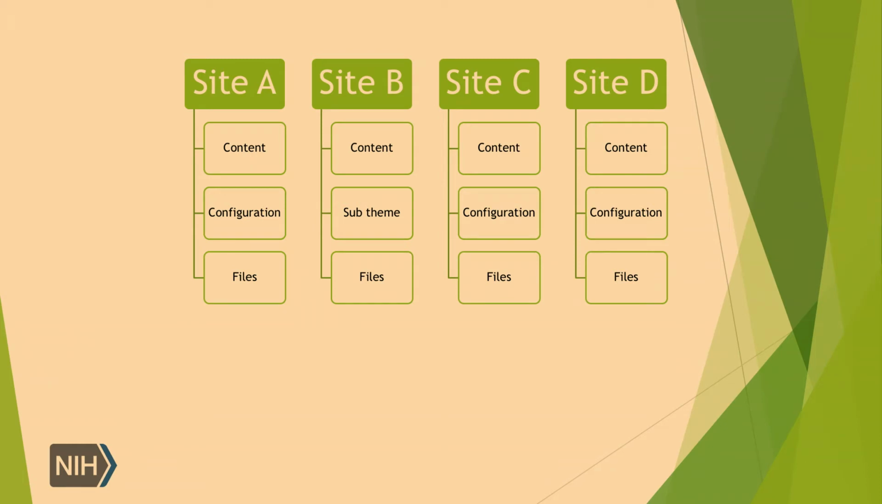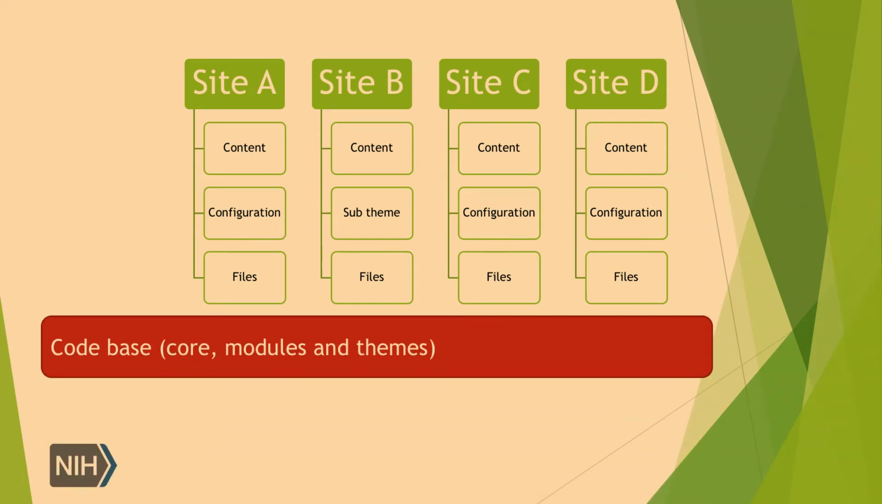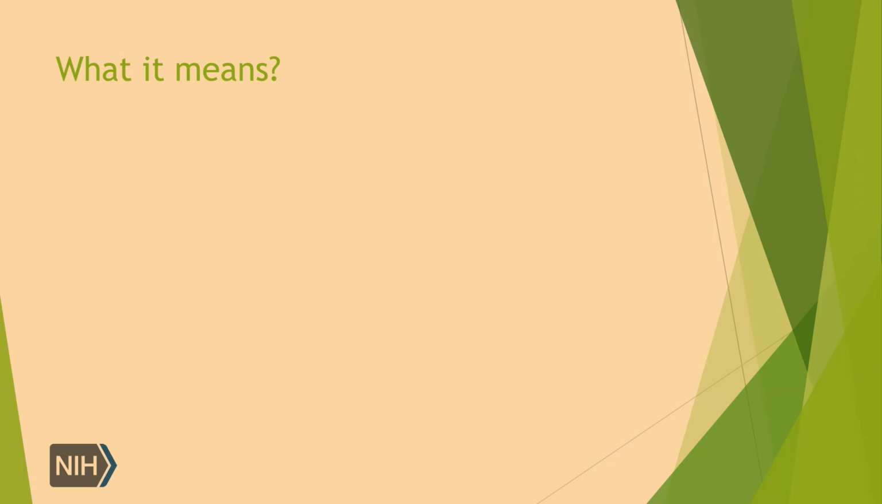So let's take a look at the architecture of Drupal multisites. We have four sites as an example, and each site has its own database and files, and all of them share the same code base. The code base means core, modules, and themes. So what does it mean? A single code base means a single installation. You don't have to install your site over and over again. And sometimes, let's say you have all the sites in place and you develop one module for one site, it can be shared to another site very easily.